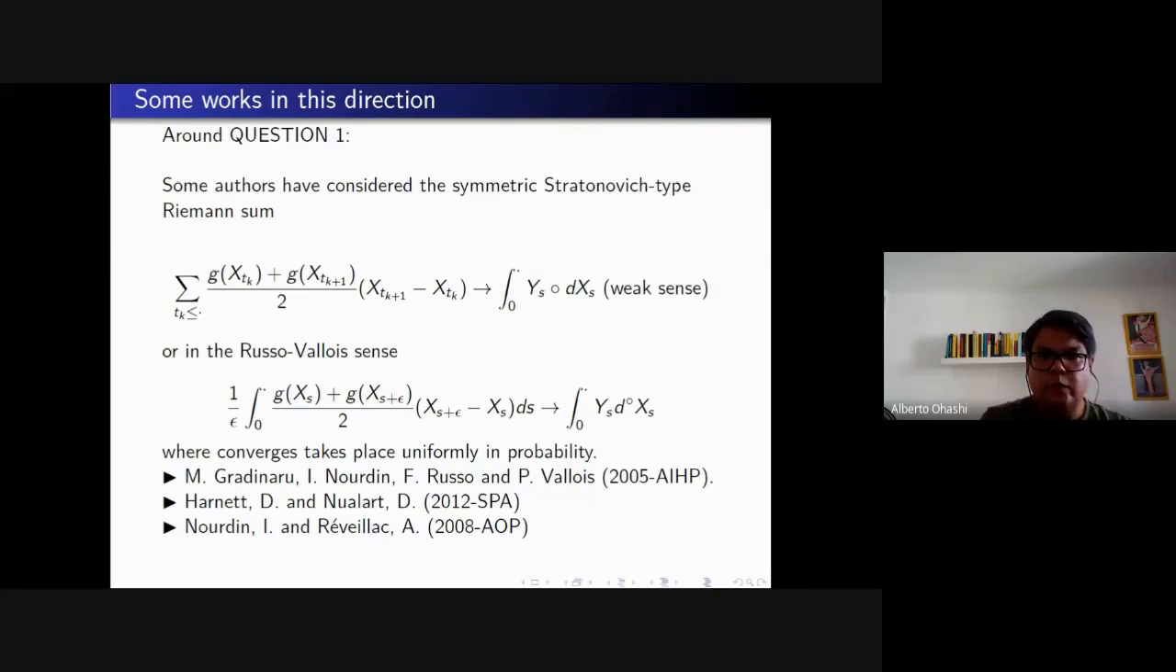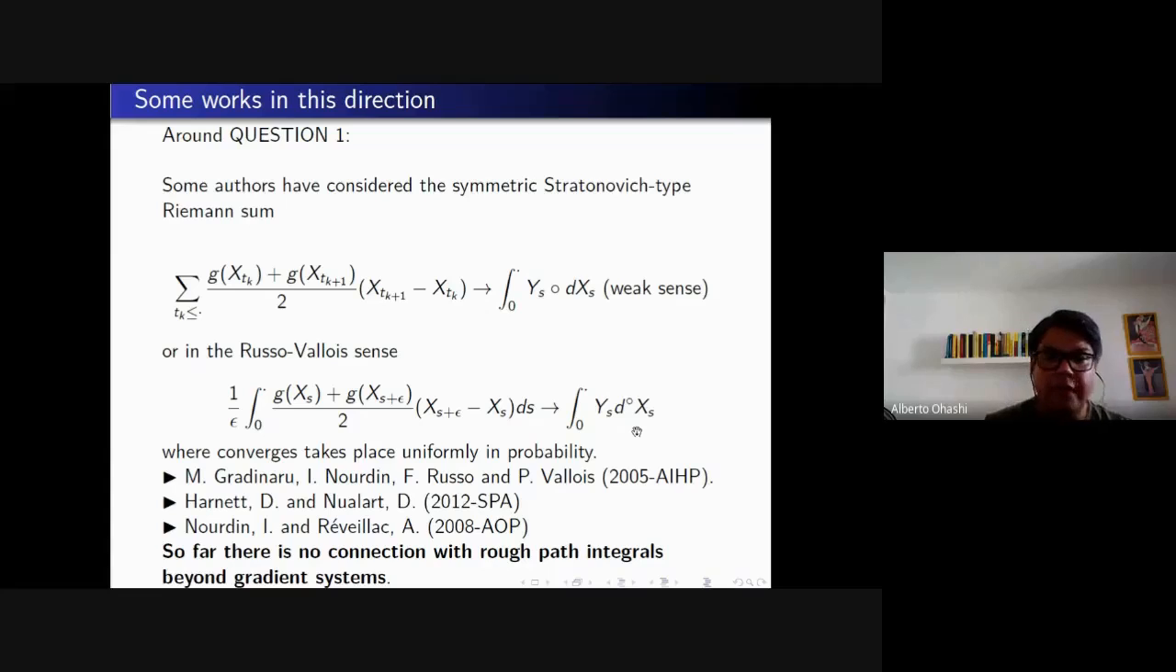Okay, around question 1, some authors considered this problem, let's say old papers in some sense, but so far in these works there's no connection with rough path integrals. It's this kind of approximation here. It's really a Stratonovich type approximation, and this integral here is the Stratonovich integral. You can also think in terms of the Russo-Vallois integral.